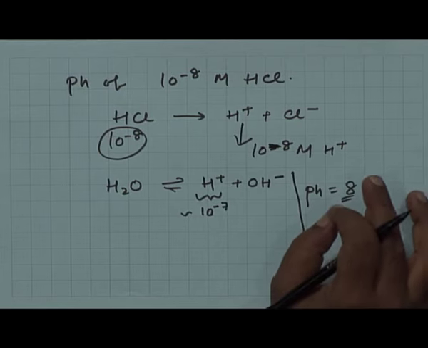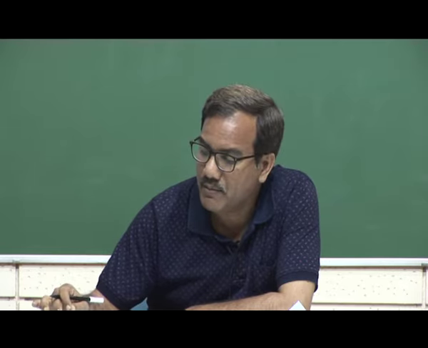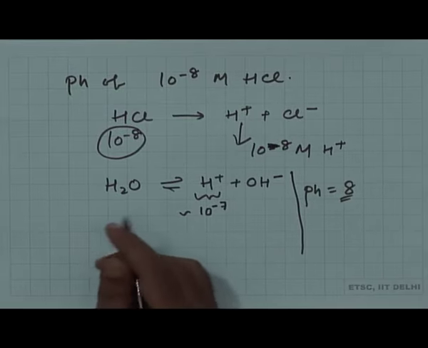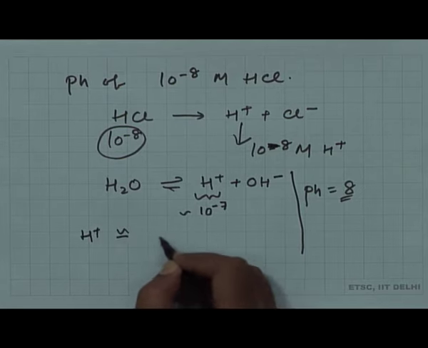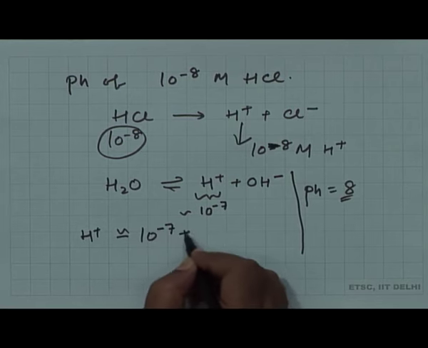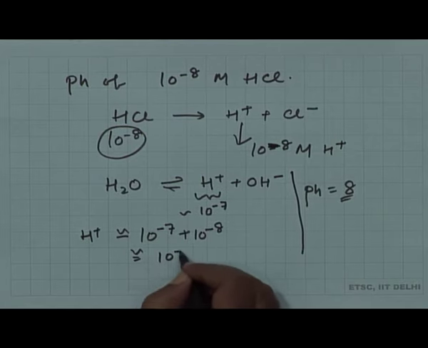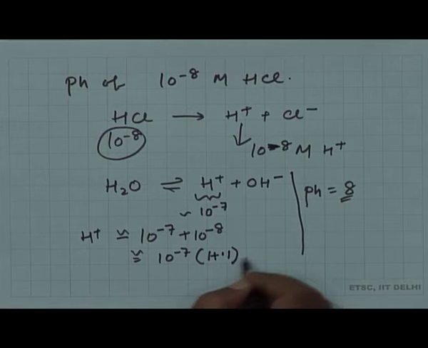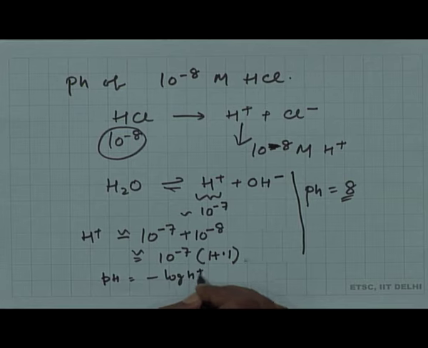So, the pH of an acidic solution can never be greater than 7. So, how can we calculate the H plus ion concentration? H plus ion is almost equal to 10 to the power minus 7 plus 10 to the power minus 8, which is around 10 to the power minus 7 into 1 plus 0.1, and then you can calculate pH by using minus log H plus, which is almost around 6.9 something.